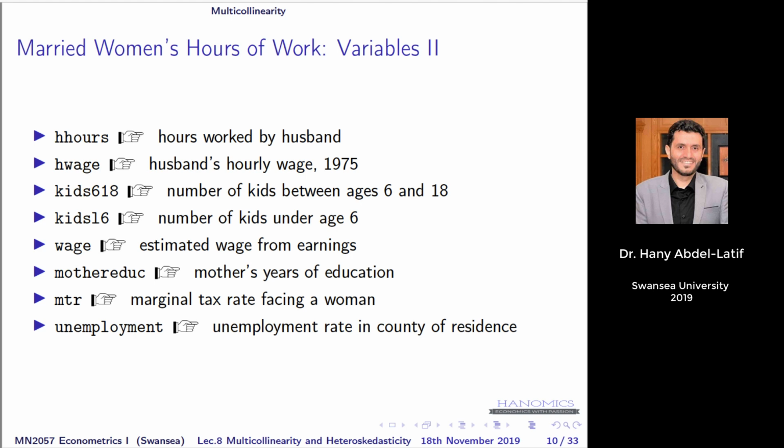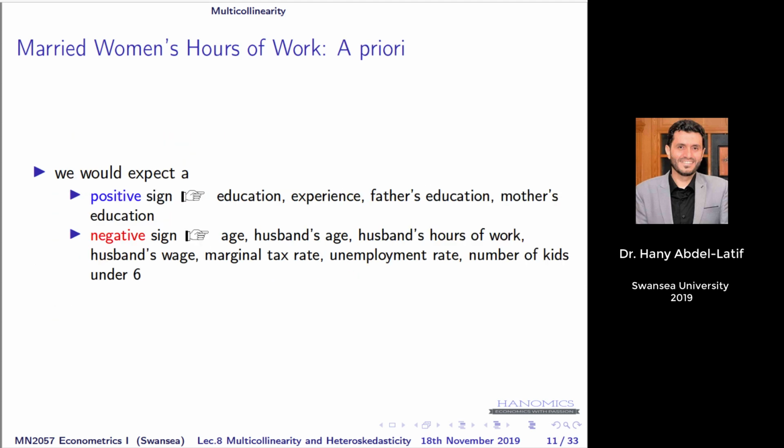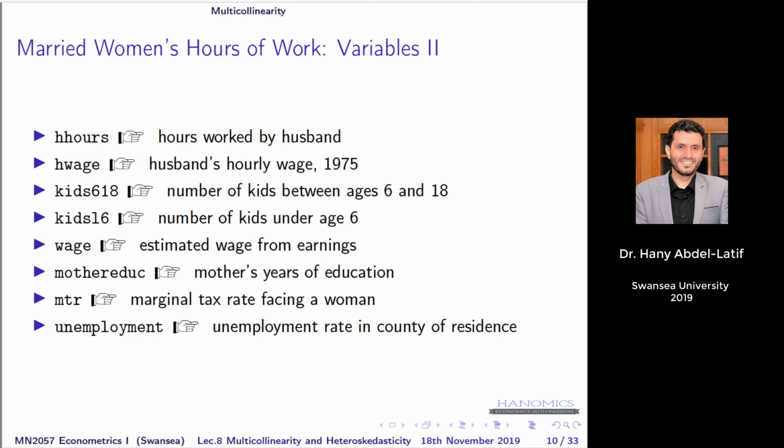So we have a really large number of variables in this data that we think might be important when we explain the number of hours a married woman would work. So usually before you estimate the model, before you run EViews and import your data into EViews, you should ask yourself first, what do I expect here? At least in terms of the sign, how is each one of these variables expected to affect or influence the dependent variable, the number of hours of work for a married woman.